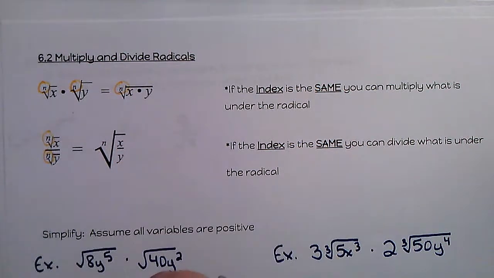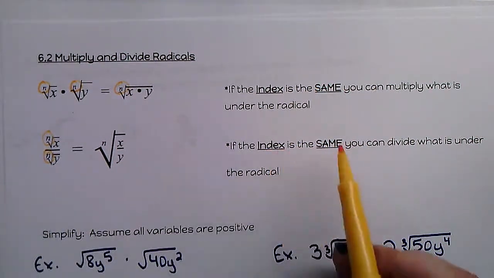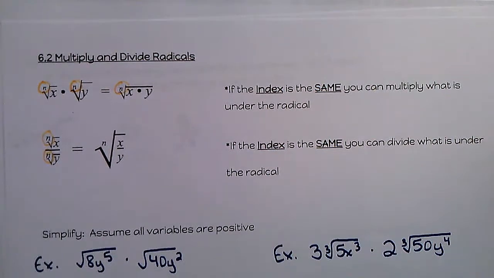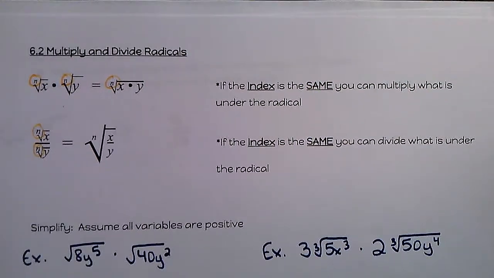Or if they're being divided and they have the same index, you can put it under one tall radical with a fraction underneath. But remember, you can only do this if the index is the same. So let's get to it. Actually, let's do kind of an easier one first. These ones all have letters.